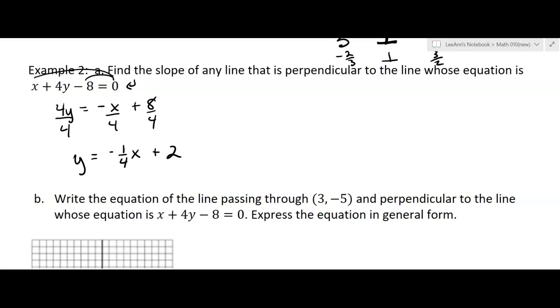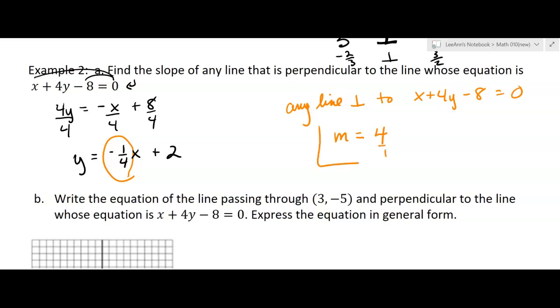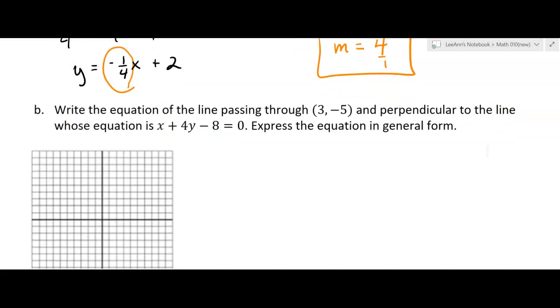So, okay, think about that. So here's the slope of this line. So any line perpendicular to x plus 4y minus 8 equals 0, any line perpendicular to that line is going to have a slope of, now go opposite reciprocal, 4. 4 over 1, you can put it over 1 if you want, but we probably would just say 4. Okay, so here's this line that we could graph. We're going to do that in the next little part here.